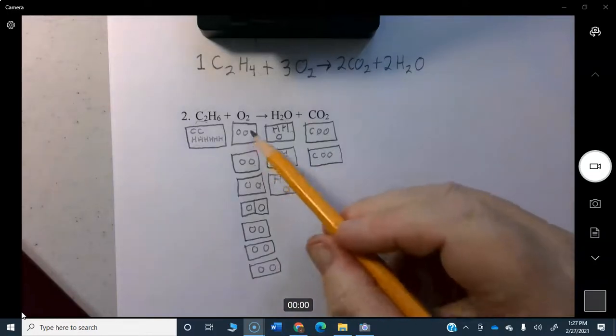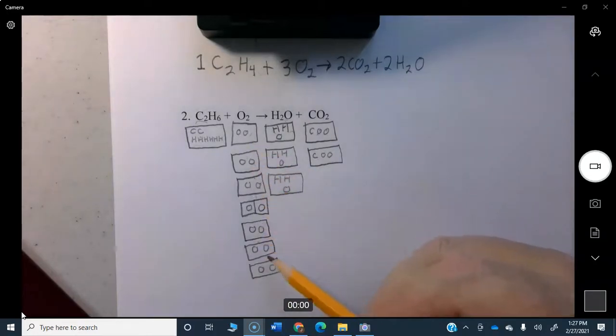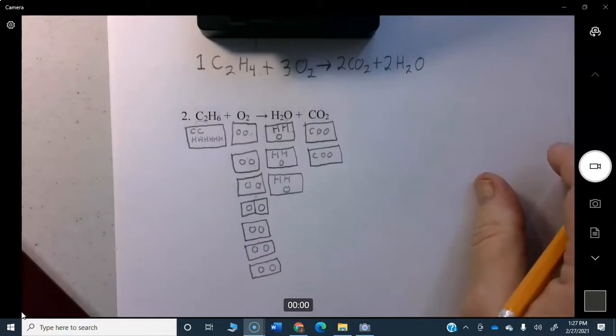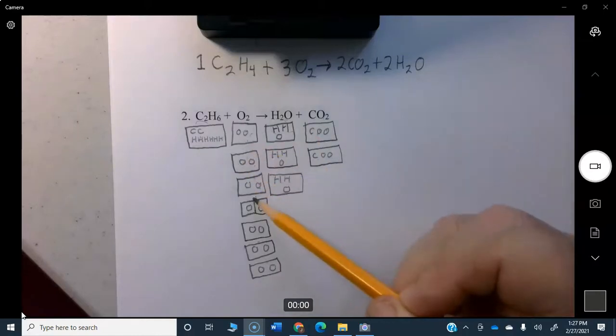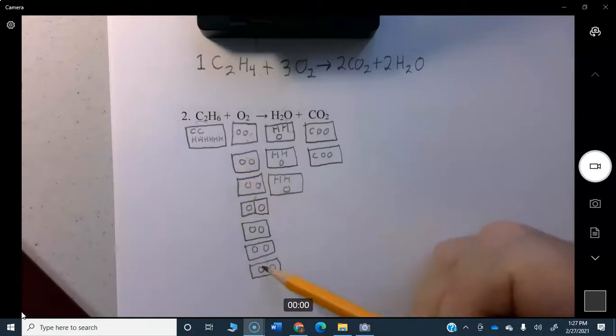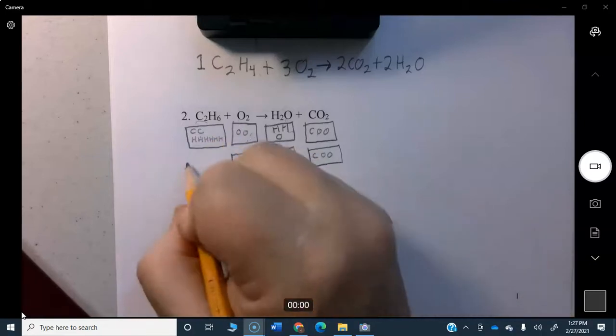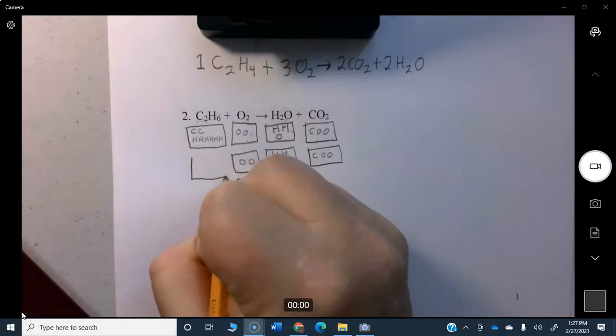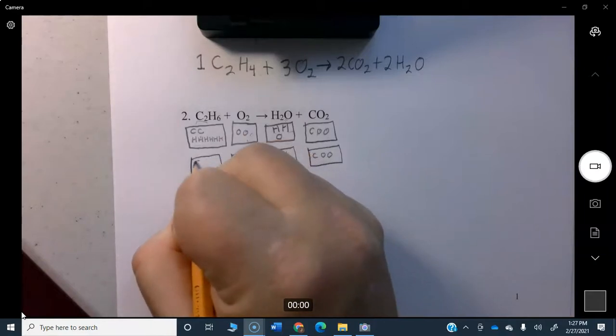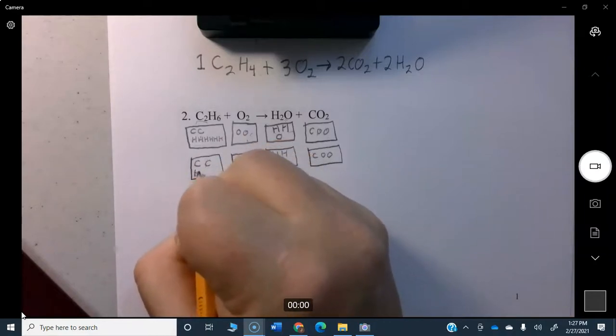Okay, so now I have 1, 2, 3, 4, 5, 6, 7 full boxes. That's a total of 14 oxygen. Okay. And since I doubled the number of boxes that I have here, I'm going to have to double everything else. So I'm going to come over here and draw a CC and another H, H, H.